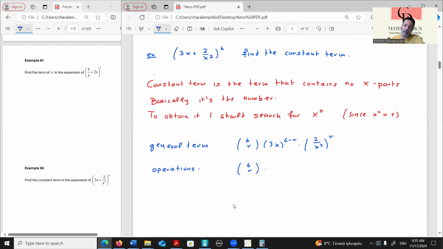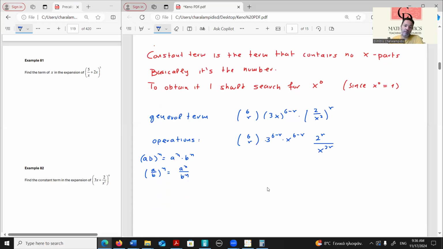For 6 choose r, here we would need to apply this property: (ab) to the power of n is a to the power of n multiplied by b to the power of n. So 3 to the 6 minus r times x to the 6 minus r. For the next part, we should apply that property: (a/b) to the power of n is a to the power of n over b to the power of n. So 2 to the power of r over x to the 2r.